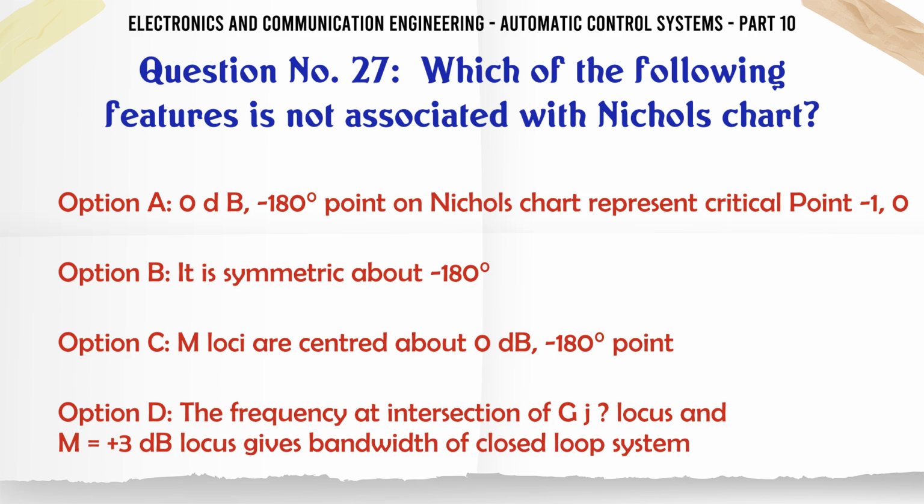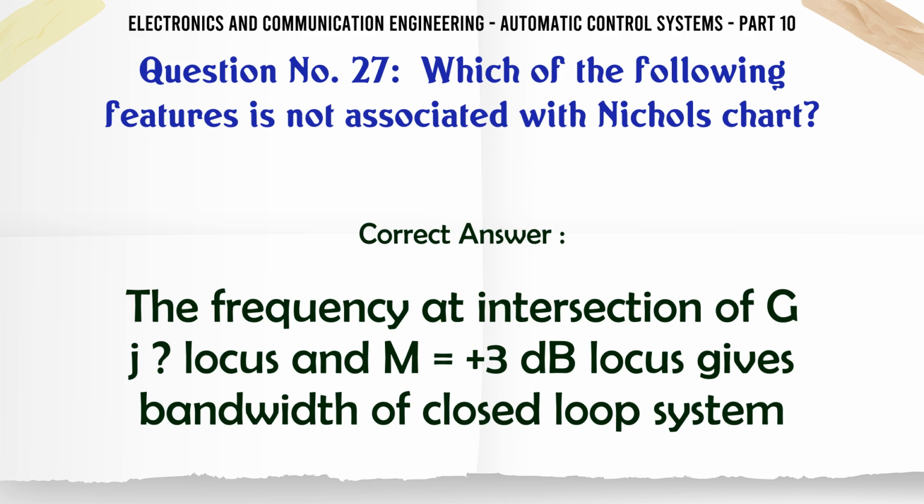Which of the following features is not associated with Nichols chart? A, 0 dB, -180 degree point on Nichols chart represents critical point (-1, j0). B, it is symmetric about -180. C, M loci are centered about the 0 dB, -180 point. D, the frequency at intersection of G(jω) locus and M = -3 dB locus gives bandwidth of closed loop system. The correct answer is D.